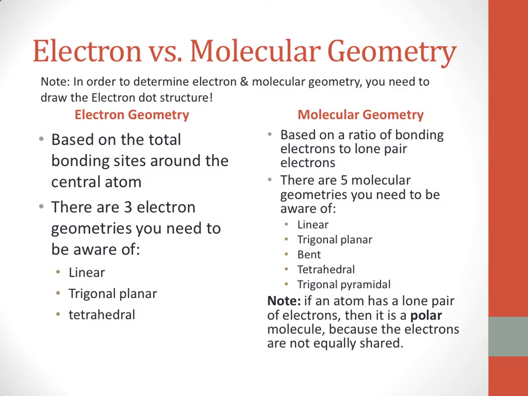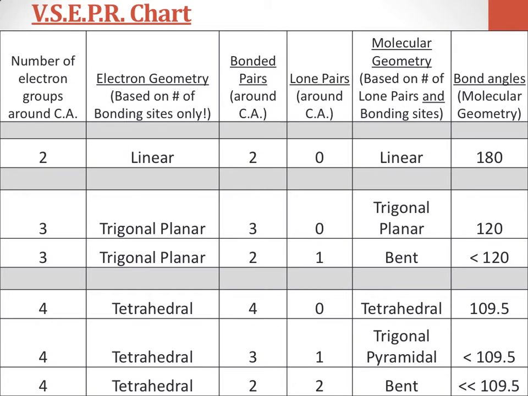Make a note, if an atom has a lone pair of electrons, then it has a polar molecule because the electrons are not equally shared. Okay, this chart is something that you're either going to need to have the information memorized for or have the chart memorized, with the exception of bond angles, which aren't really important for this course.